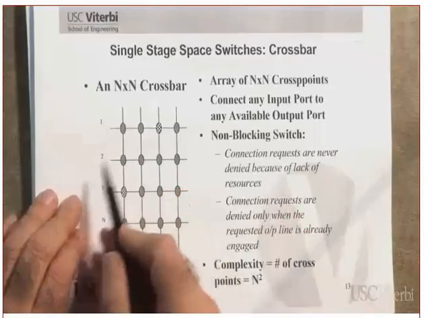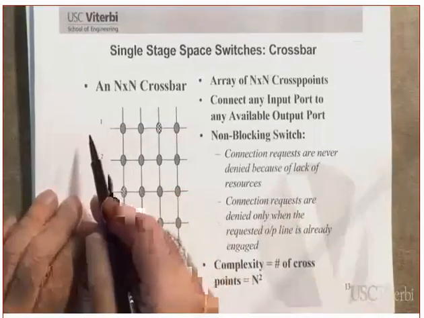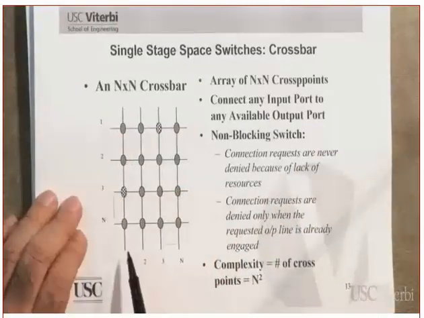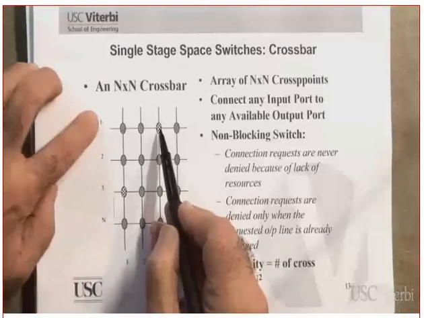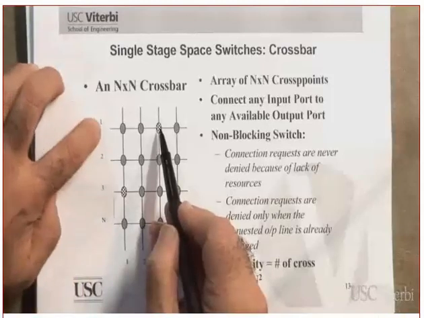This is, by the way, a non-blocking switch. What does non-blocking mean? It means any free output can be reached by any input. Clear? As long as the output is free. Okay. And we saw that the complexity, which is the number of cross points, how many switches do we need? N squared, because it's an N by N switch.